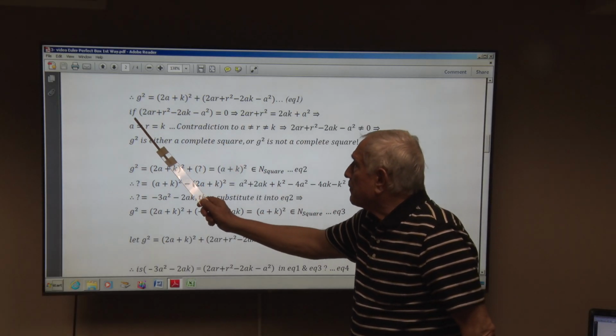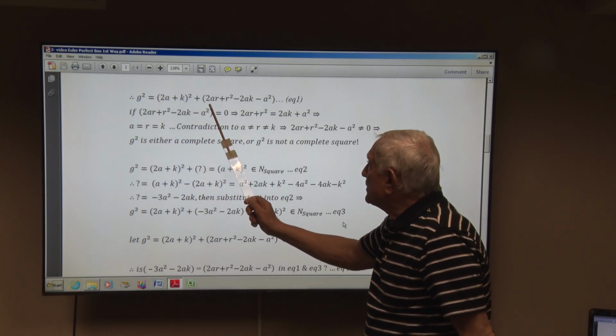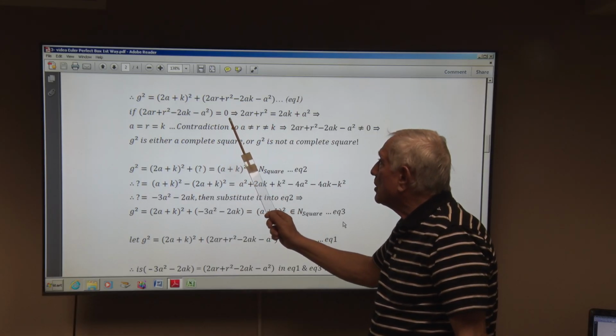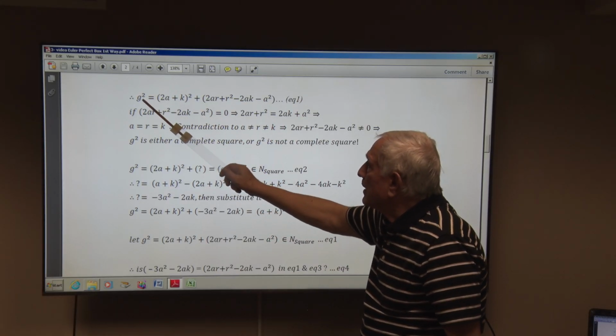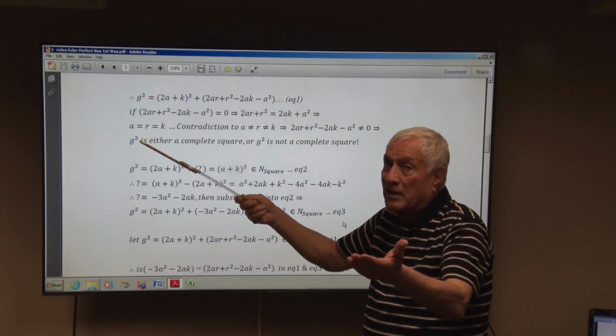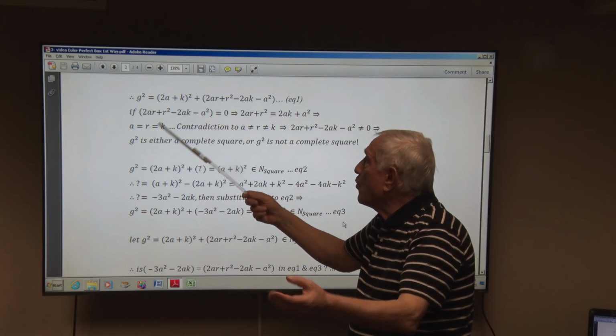I am telling, if this parenthesis value is 0, that means we are guaranteed to know g square equals this square, which means a square. But how do we know this is 0?